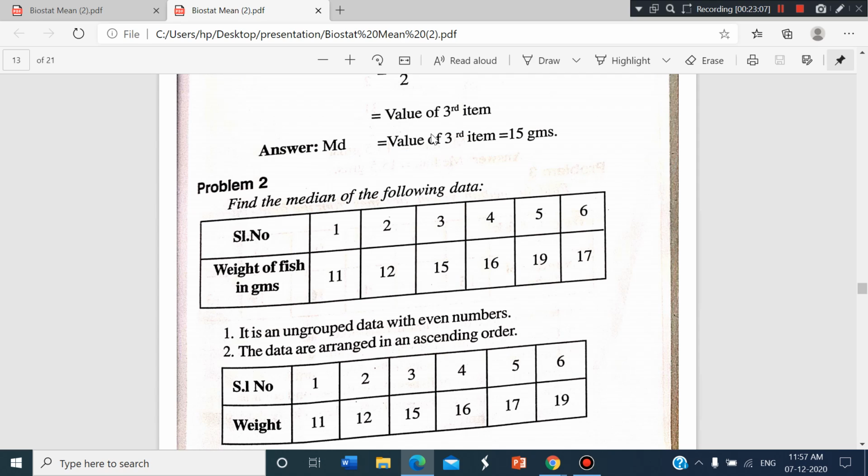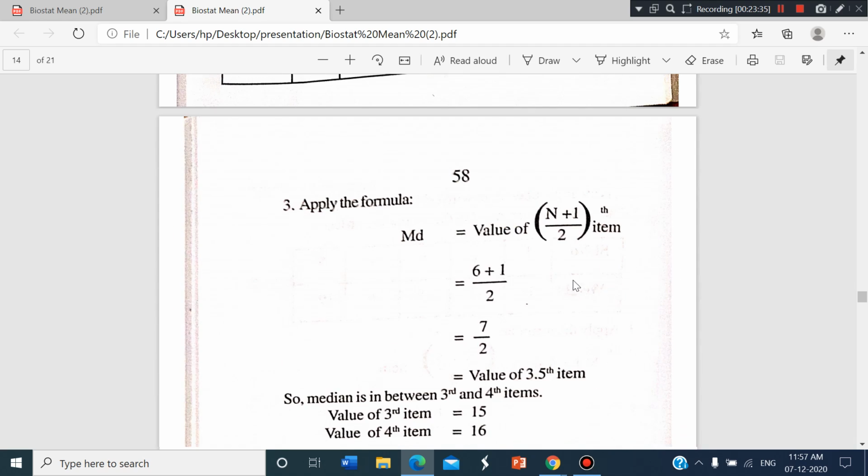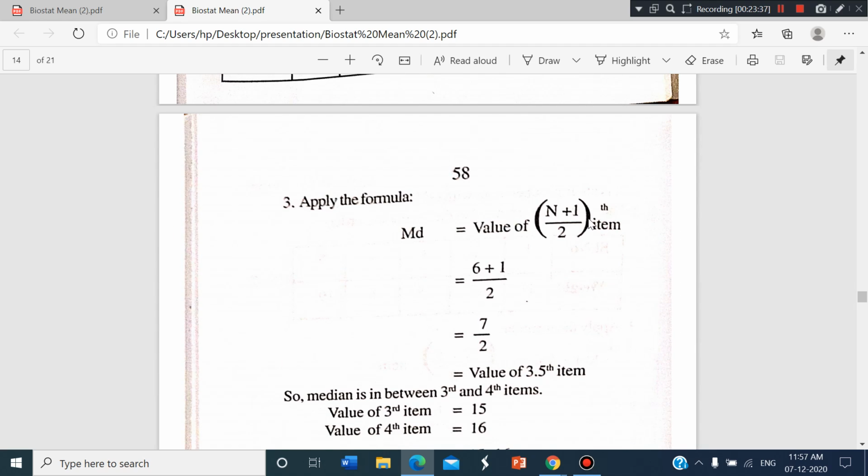Now we can take the even number. Same: find the median of the following data where we have given the fishes. There are 6 fishes. Now again arrange them in ascending order: 11, 12, 15, 16, 17 and 19. Now apply the formula, the value of (n plus 1) divided by 2. It is equal to 6 plus 1 divided by 2, that is 7 by 2.